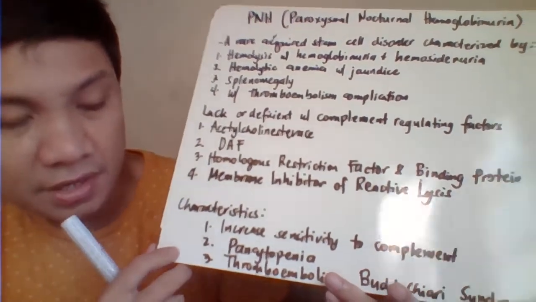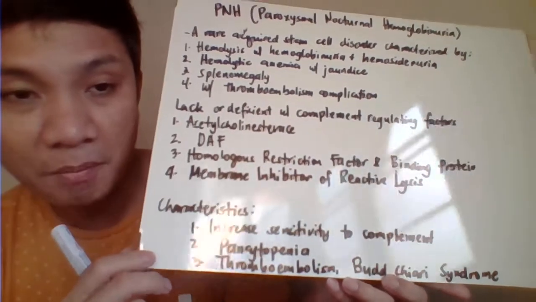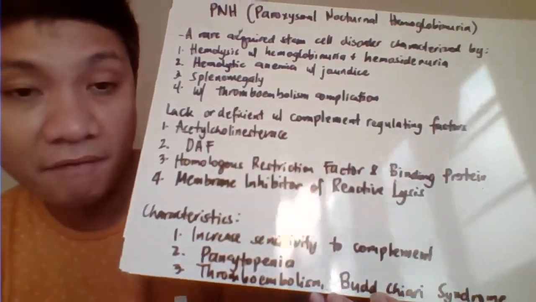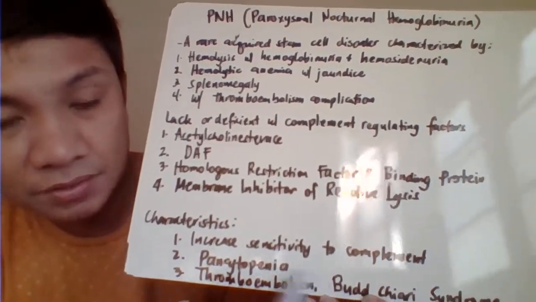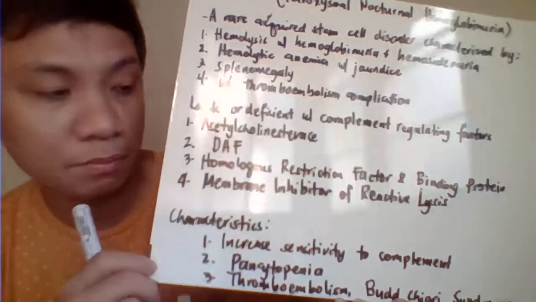So it would also have pancytopenia, and we have thrombotic or thrombus formation, which is clot formation. There is another name for this one in PNH, which is Budd-Chiari syndrome.